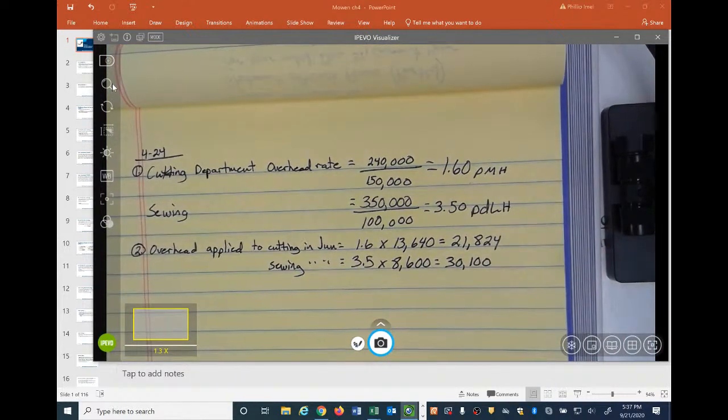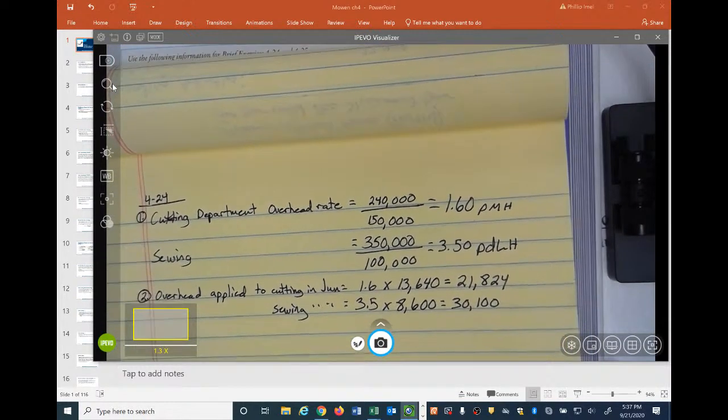Everyone see that? So not bad. You have to find your rate, and then you just multiply it by the cost driver, whatever that cost driver is. And it usually tells you in the problem, because I'm pretty sure it told us in this problem what each of the drivers were for each of the things. So are we good so far with steps 1 and 2?